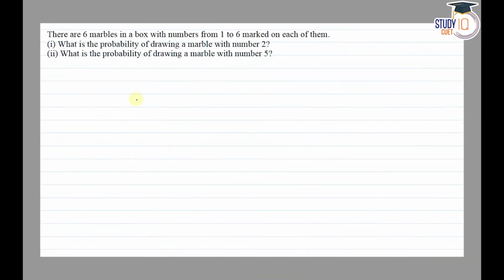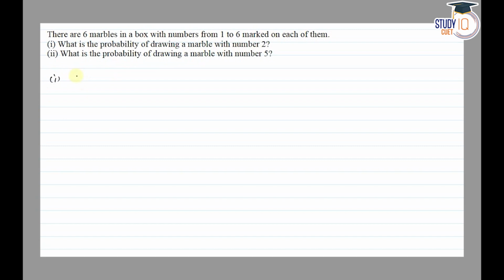Hello everyone, this question appears in class 7th NCERT chapter of data handling. This is second question of its exercise 3.4. So the question says that there are 6 marbles in a box with numbers from 1 to 6 marked on each of them. So first, what is the probability of drawing a marble with number 2?